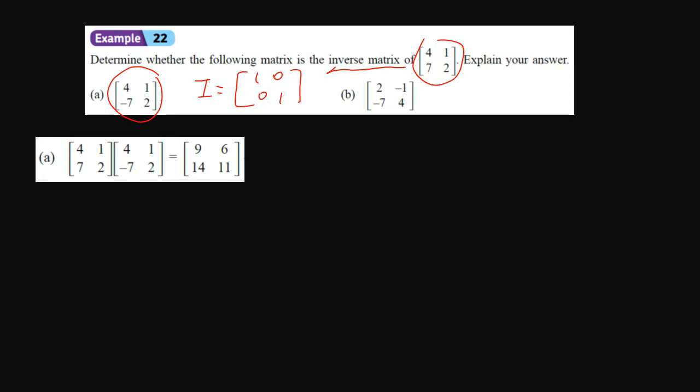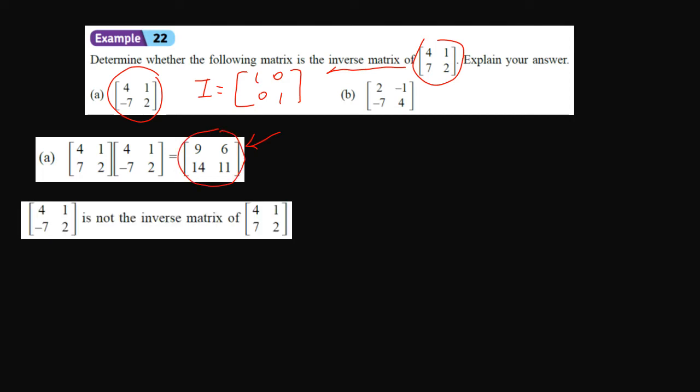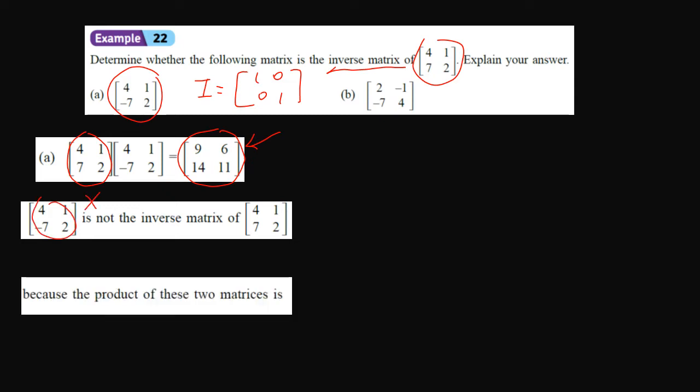But what happened when you multiplied? You did not get it, right? 4, 1, negative 2 is not the inverse of this matrix, because the product of these matrices is not an identity matrix. You can see they got the answer 9, 6, 14, 11. It is not the identity matrix.